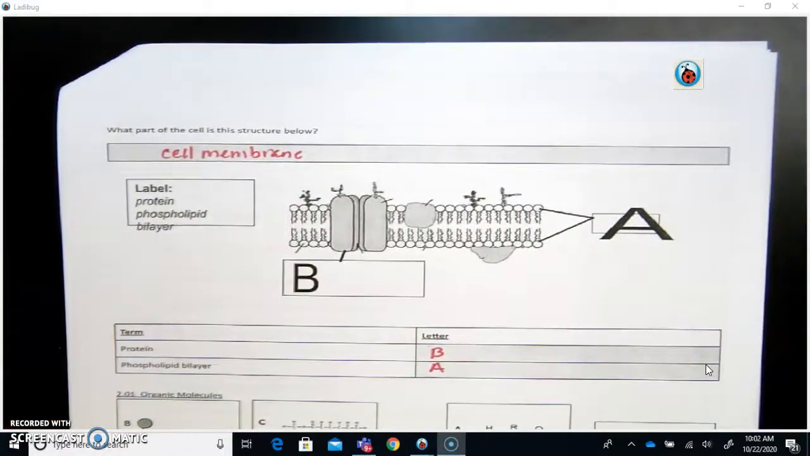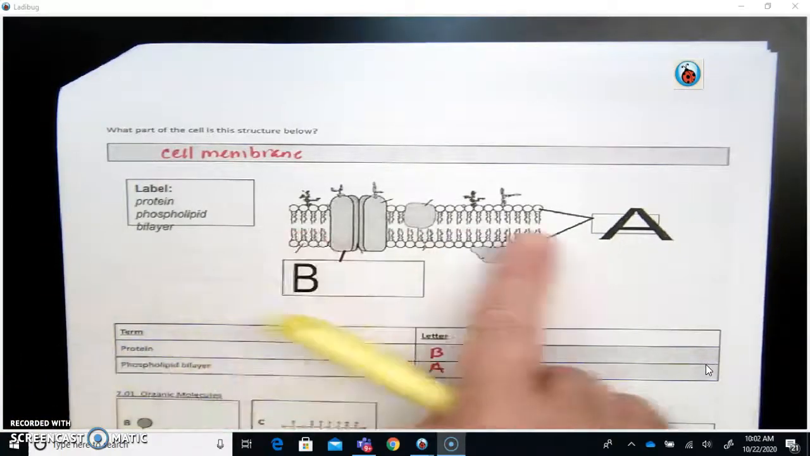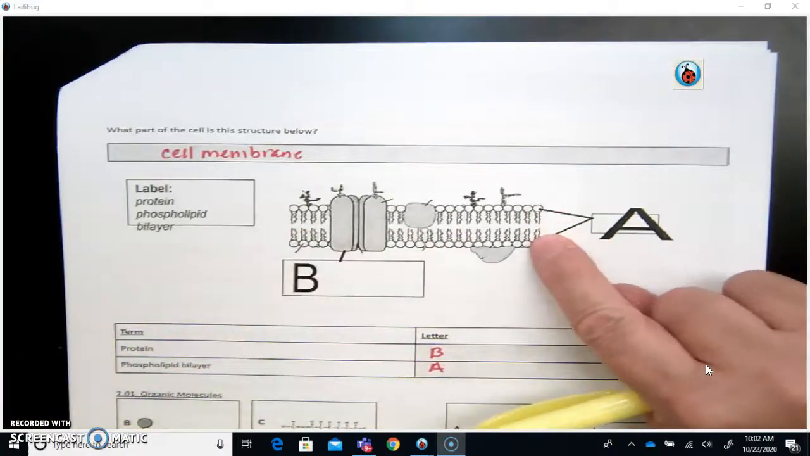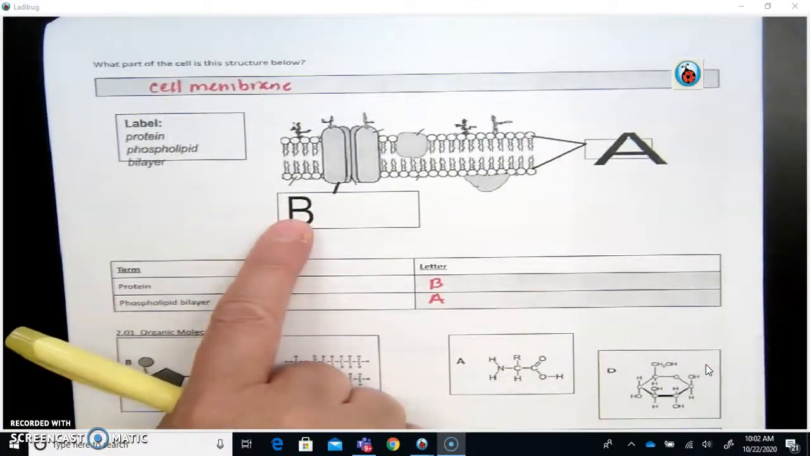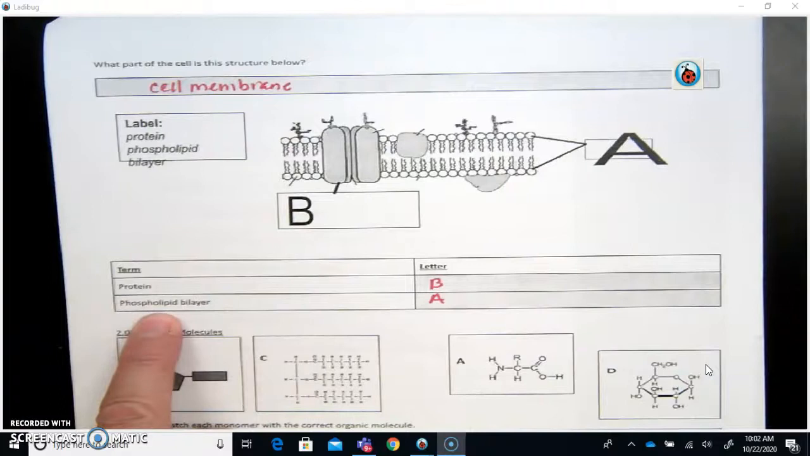What part of the cell is this structure? This is the cell membrane, 2 layers of phospholipids with proteins embedded. So the proteins are B, and the phospholipid bilayer are A.